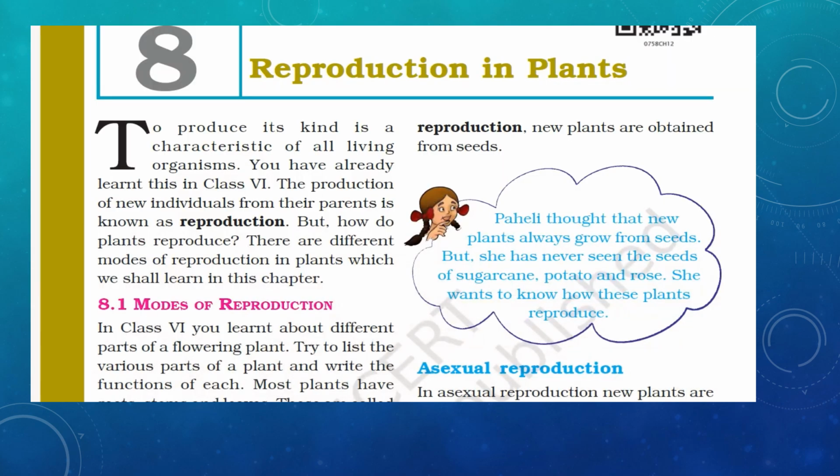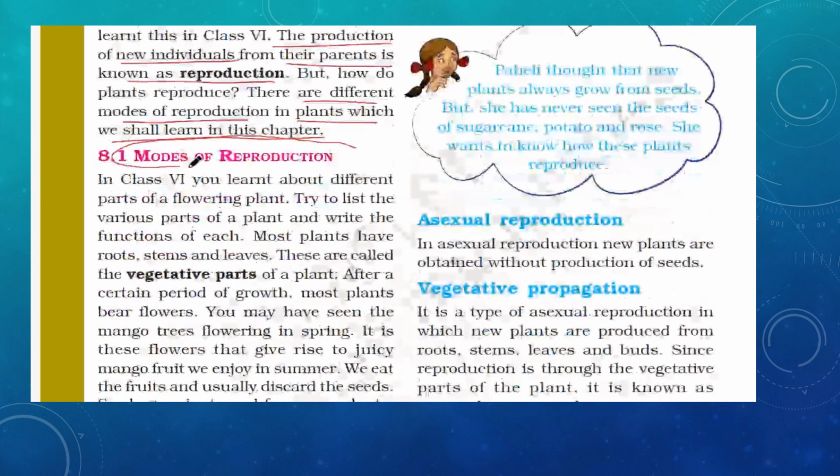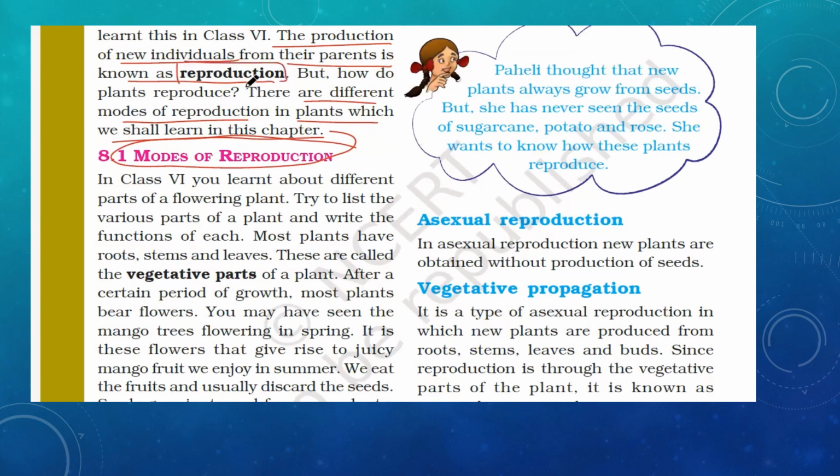So let us start with today's lesson of reproduction in plants. First we need to understand what reproduction is. The production of new individuals from their parents is known as reproduction. But how do plants reproduce? There are different modes of reproduction in plants, which we shall learn in this chapter. When a new individual is produced from a parent, that process is called reproduction.